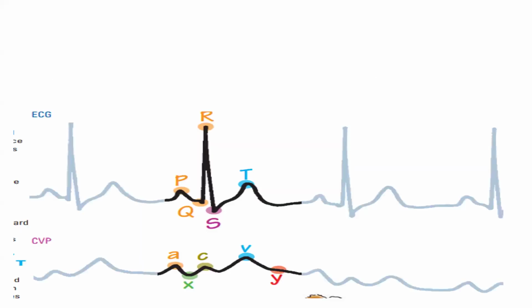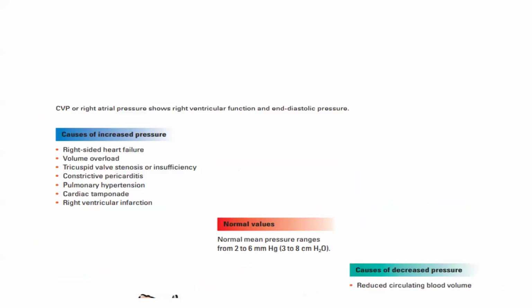So this picture represents the different waveforms of the CVP, which correspond to the ECG graph. Now we'll see the causes of increased CVP: any right-sided heart failure, volume overload, tricuspid stenosis, insufficiency, constrictive pericarditis, pulmonary hypertension, cardiac tamponade, right ventricular infarction. The normal values are 2 to 6 mmHg, and decreased pressures will result from reduced circulating blood volume.